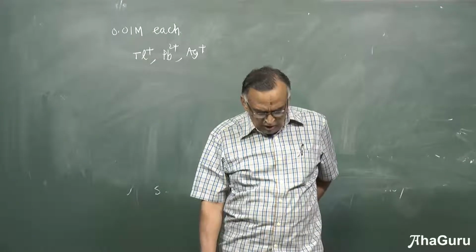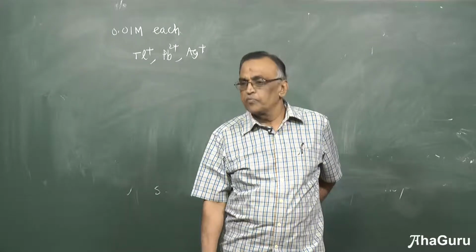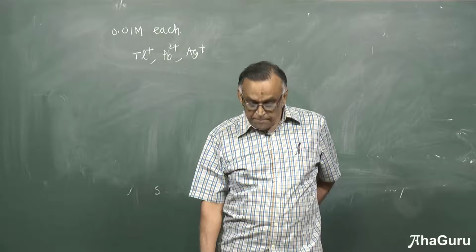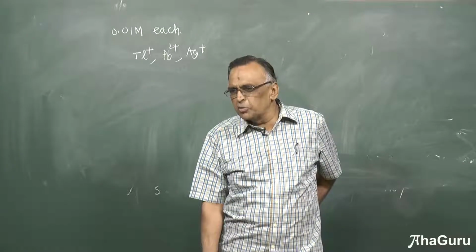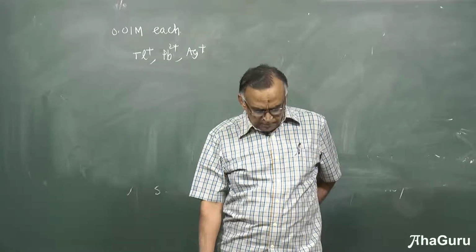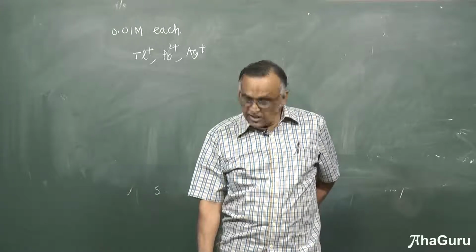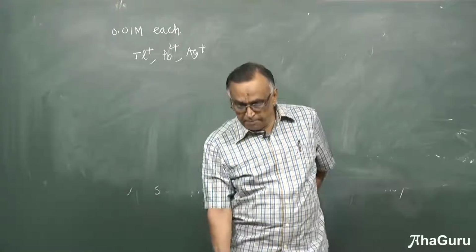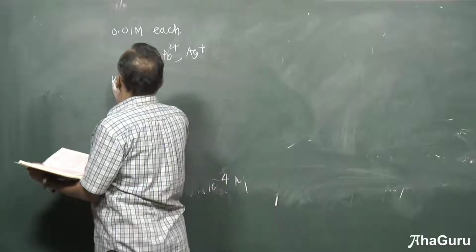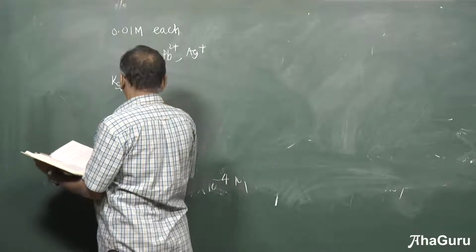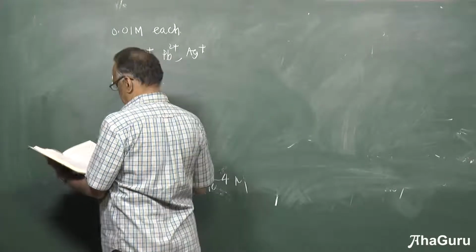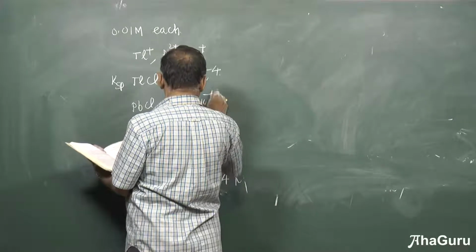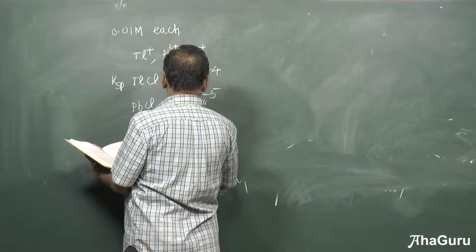What percentage of each ion is already precipitated when the next ion begins to precipitate? KSP of thallium chloride, lead chloride, silver chloride are 3.5 into 10 power minus 4, 1.6 into 10 power minus 5, 1.8 into 10 power minus 10 respectively.